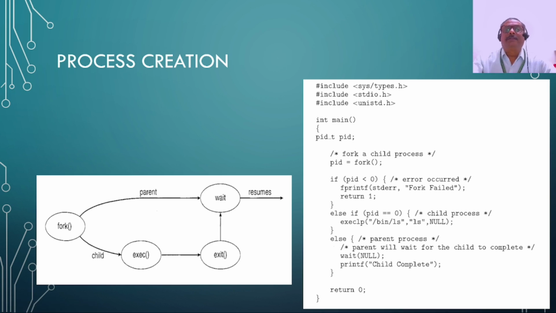And then it returns a 0 to the child process, and returns the ID of the new process created back to the parent process.